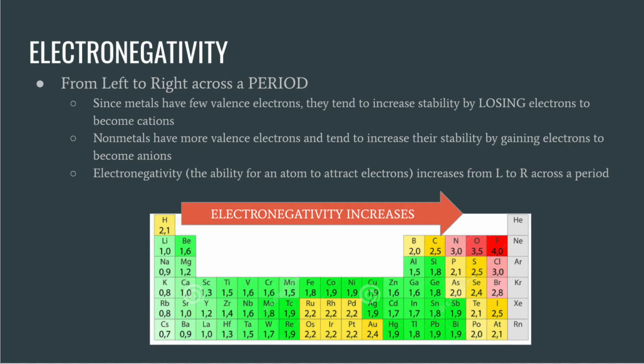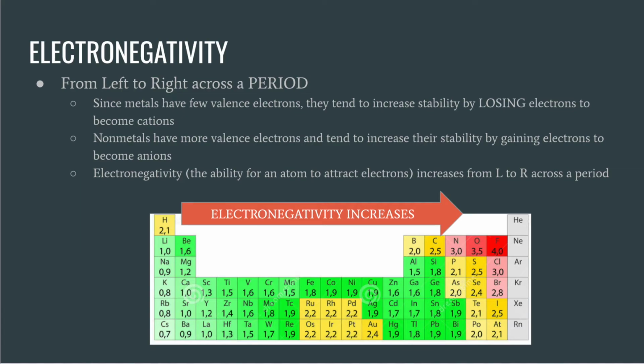Nonmetals, on the other hand, are going to be closer to the right side of the periodic table. These tend to have more valence electrons. For example, elements in group 17 have 7 valence electrons. So therefore, they tend to become more stable by gaining electrons because they are really close to a noble gas already, and so by gaining electrons, they can look like that noble gas. Therefore, our nonmetals tend to form anions.